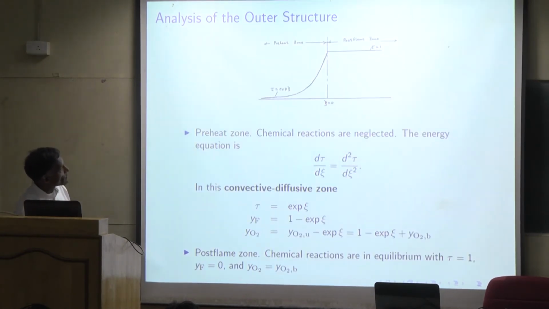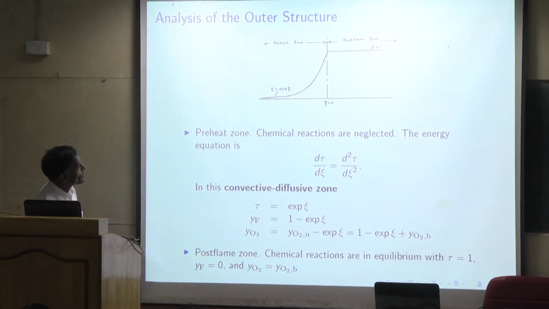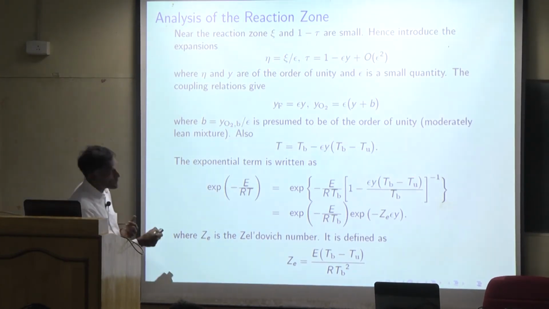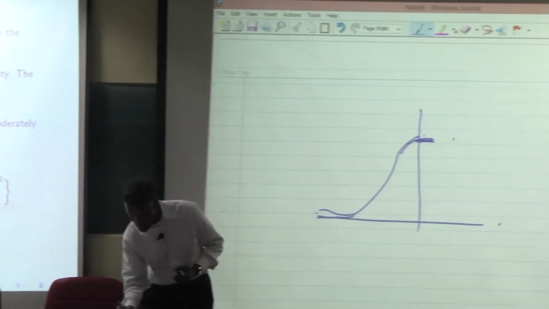Just like boundary layer theory, you have the outer zone, the inviscid zone, which we analyzed. Now we have to go into the boundary layer. So we are going to focus on this particular thin reaction zone, which is here at C equals 0. Here comes the stretching. Now this is C equals 0.